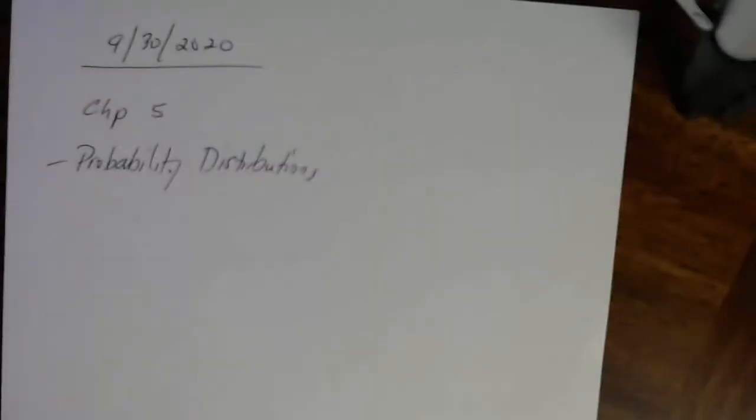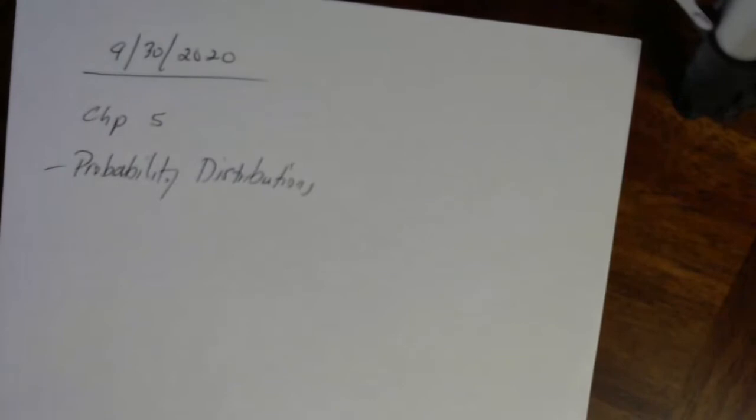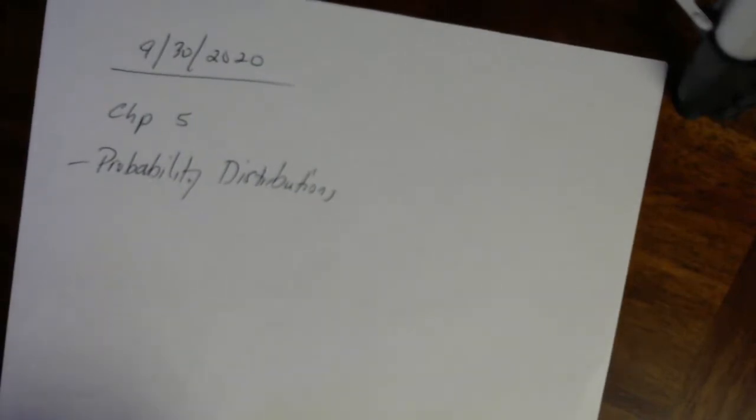Recording. And today we're going to look at probability distributions. In this chapter, we're going to talk about a couple of probability distributions, the binomial distribution and the Poisson distribution. They are a couple of special types of probability distributions.